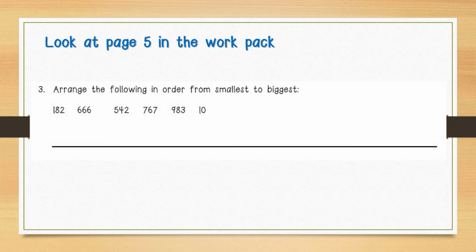182, 666, 542, 767, 983, and 10. So which is the smallest number? Yes, 10. So we're going to start with the number 10 and then we're going to look for the next number, which will be, yes, 182, 542, 666, 767, and the last number, which is the biggest number, is 983.